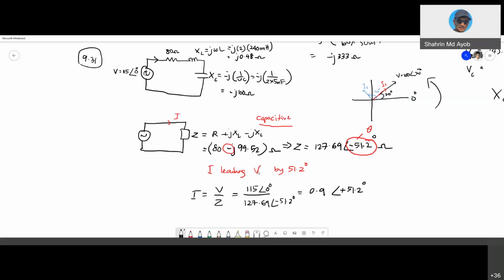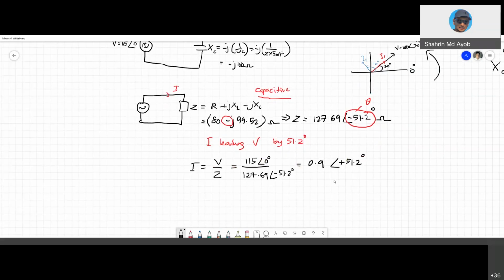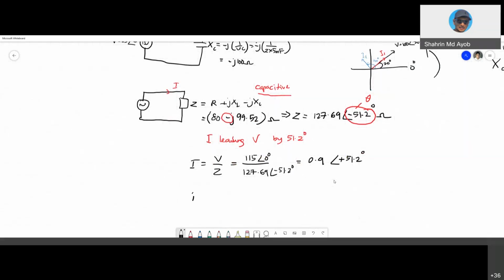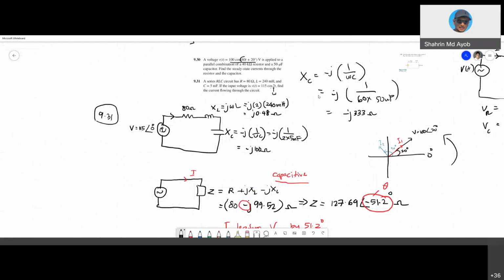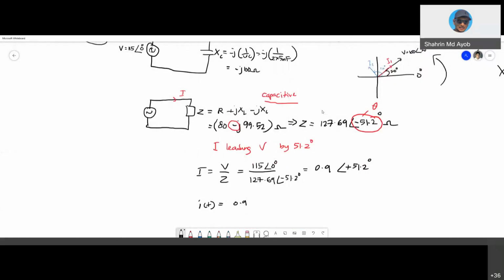Now, if you want, we have the current, so you can put it back in the time domain. Your i(t) is 0.9 cos, since the voltage source function is cos, and the omega is 2, so cos(2t + 51.2 degrees). So this is your answer in the time domain.